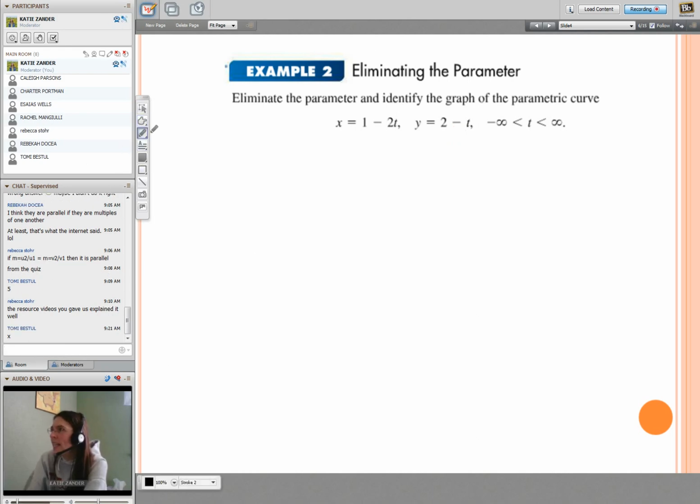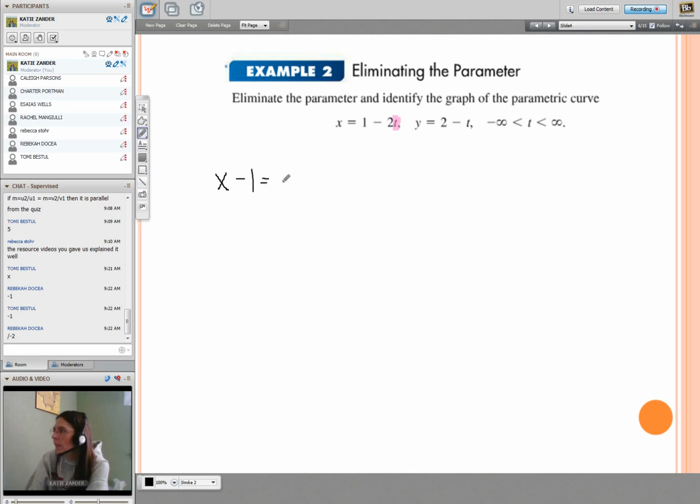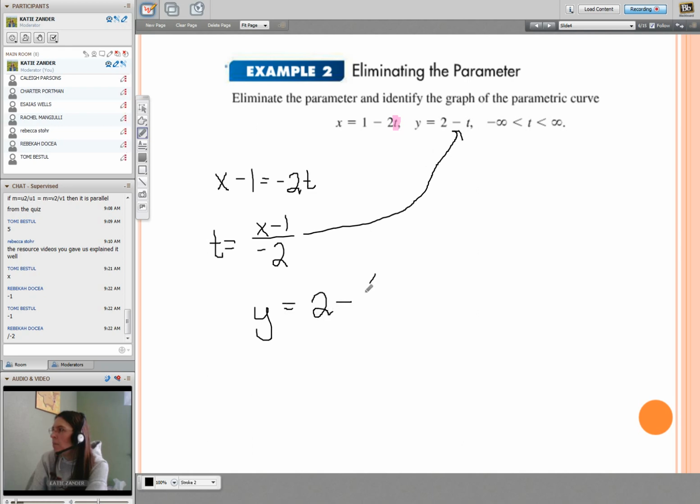All right, so to isolate t in this first one here, what steps do we need to take? So remember, we want to get t by itself. Start by subtracting the 1. Yep. Divide by -2. All right, once we know what t is, we're going to substitute that into the other equation. So we'll have y equals 2 minus, and now instead of our t, we're going to place in the x minus 1 all over -2.